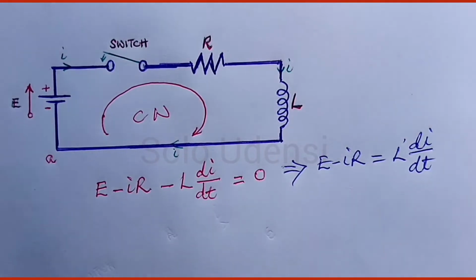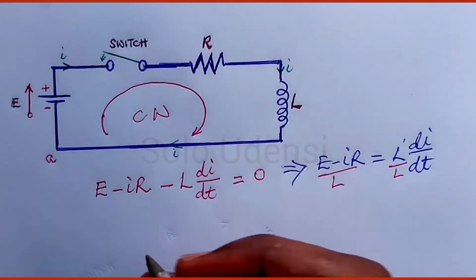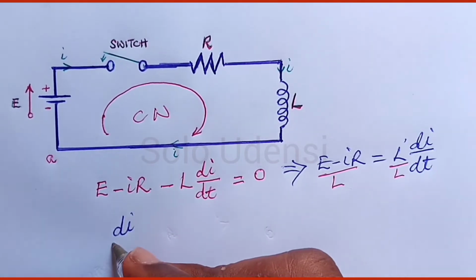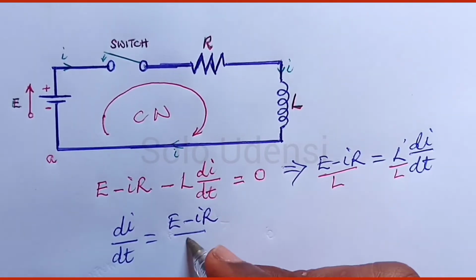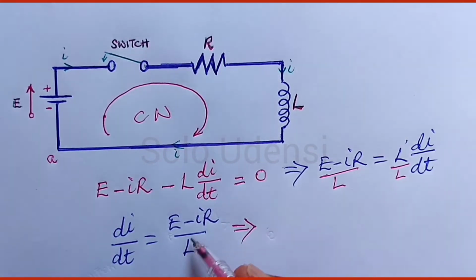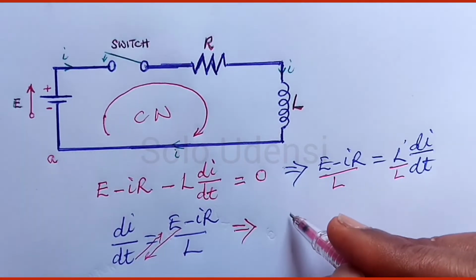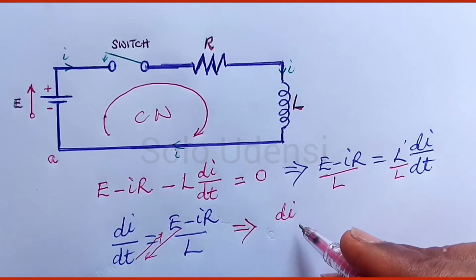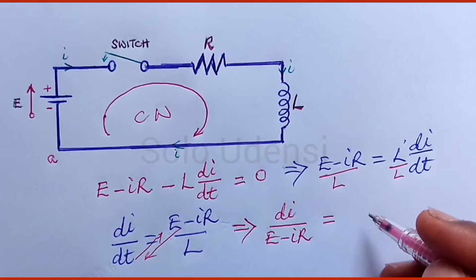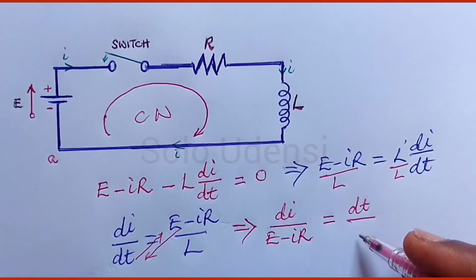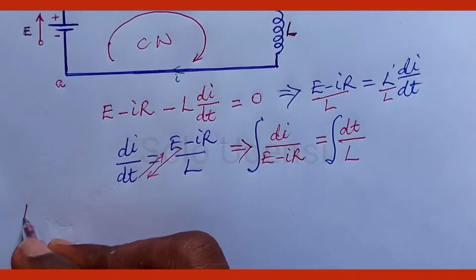We can divide both sides with L, so that we'll be left with di over dt is equal to E minus IR all over L. If we cross multiply, if we break this one up and break this one down, we will have di over E minus IR is equal to dt over L. So we integrate both sides.